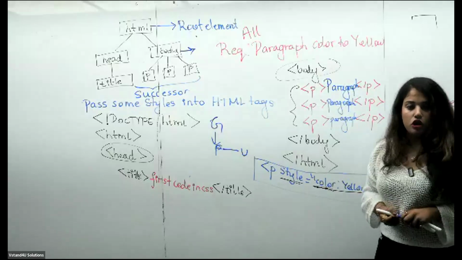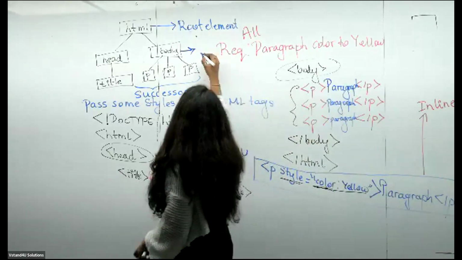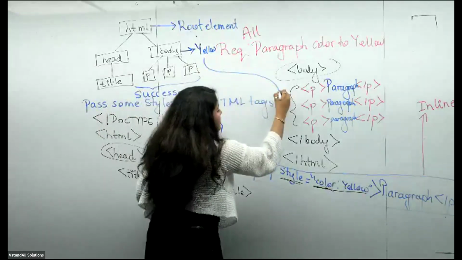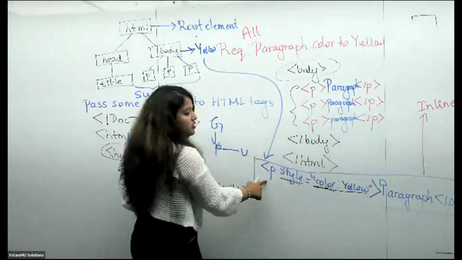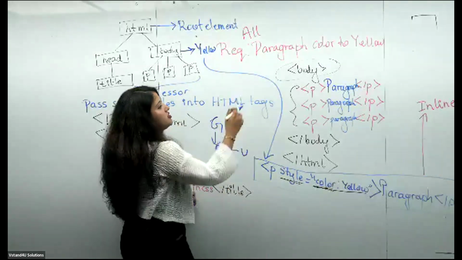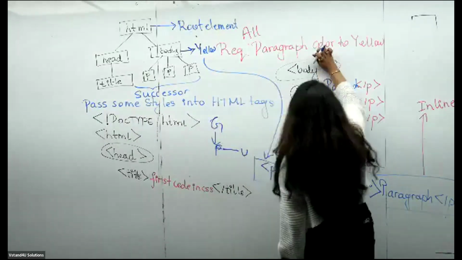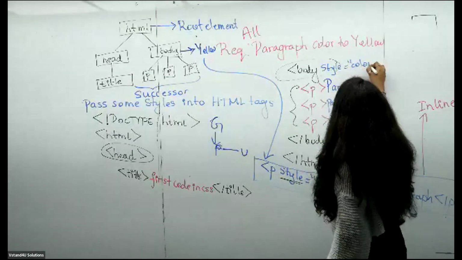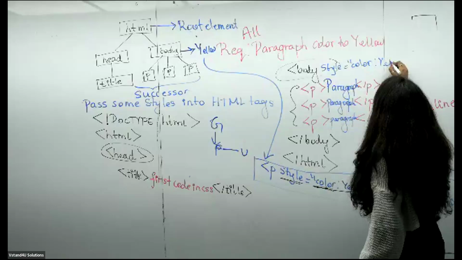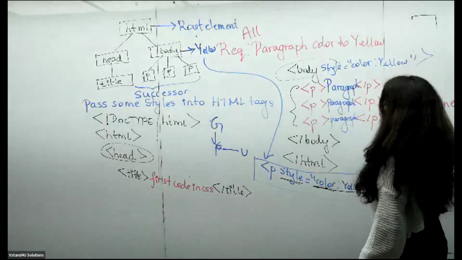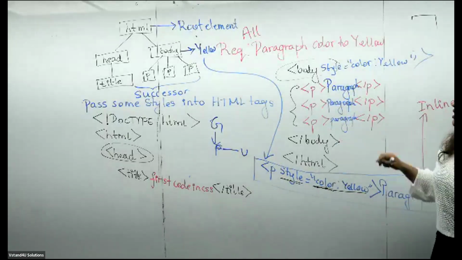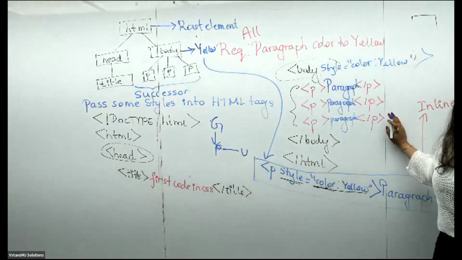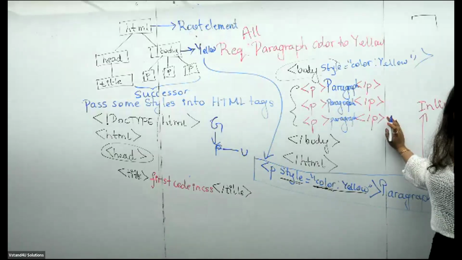So, according to that, I am saying that inside the body tag, I am passing this syntax. How will you pass this syntax? I will write body style equals color, and I will say some color, and I will close this. Yes or no? So then what will happen? All the paragraphs' colors will get changed to yellow. Yes or no?